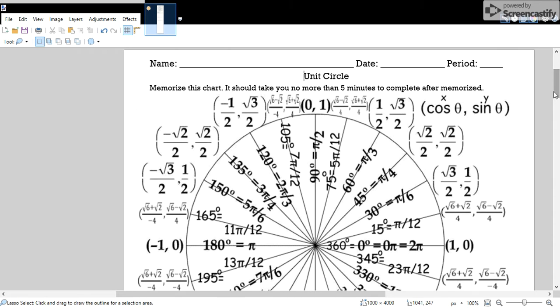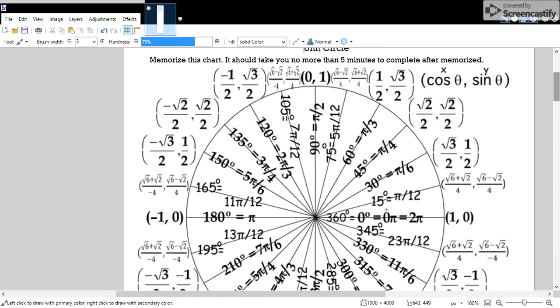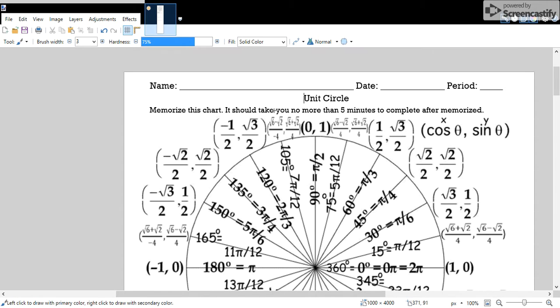You've decided to do the unit circle additional topic. This will be used mostly in pre-cal class, although they might talk about this in geometry a little bit. So here is the unit circle all filled out. You should memorize this chart. It should take you no more than 5 minutes to complete after you have memorized it. If you can't complete it within that time limit, that means you haven't practiced it enough.